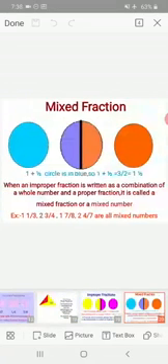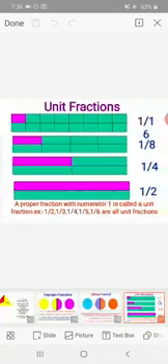Now what is mixed fraction? Mixed fraction means it is the combination of one whole and one proper fraction. When an improper fraction is written as a combination of a whole number and a proper fraction, it is called mixed fraction. For example, 1 and 1 by 3, 2 and 3 by 4, 7 and 1 by 8, or 1 and 7 by 8. All these are examples of mixed fraction.